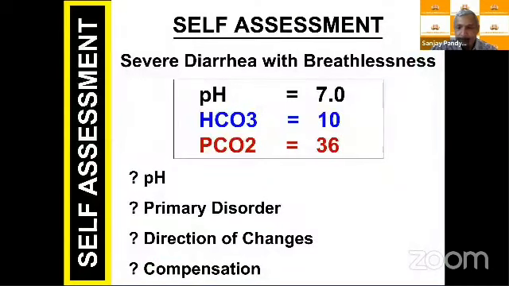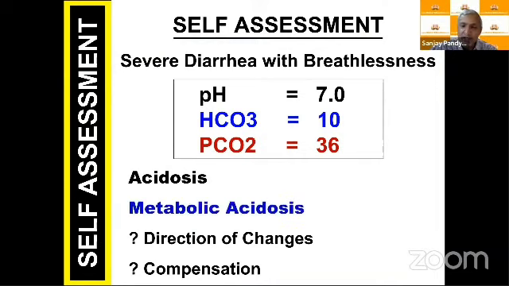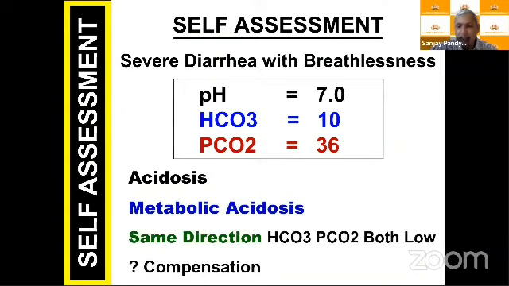pH is 7. So, what is the diagnosis? Acidosis. Now, which kind of acidosis do you think this is? Metabolic acidosis. Bicarbonate is 10 and therefore it is metabolic acidosis. Are the directions of changes same or opposite? Same side, yes, both have reduced. Now, our diagnosis is metabolic acidosis.